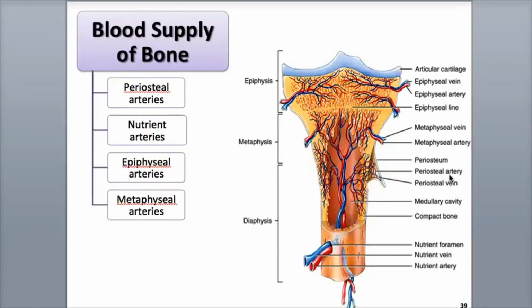We know that bone is highly vascularized and is filled with blood vessels, especially in the red bone marrow. Small arteries called periosteal arteries enter the diaphysis through perforating or Volkmann's canals.